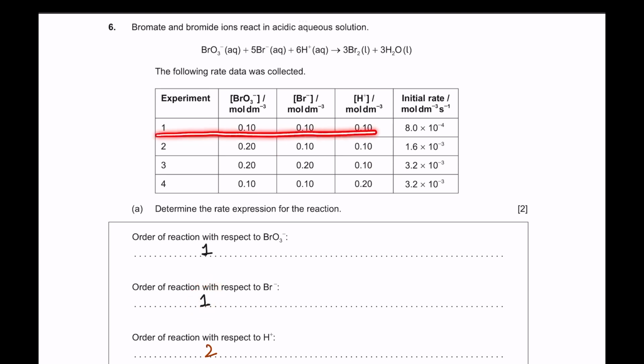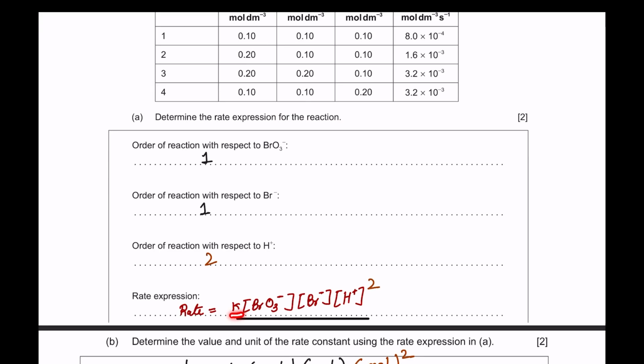Now again coming back to experiment 1. This is 0.1, this is 0.1. Now we are doubling the H+ concentration. We see that the initial rate becomes 4 times. This means that the order with respect to H+ is 2. If you are doubling H+, our rate increases by 4 times, so the order with respect to H+ is 2. So the final rate becomes k[BrO3-][Br-][H+]^2. That's the final rate expression.